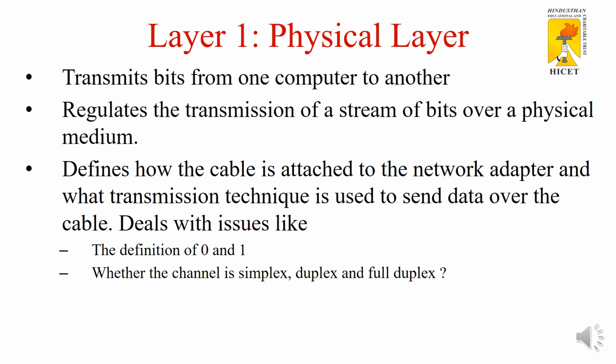Layer 1 is the physical layer. It transmits the bits from one computer to another computer. It regulates the transmission of the stream of bits over a physical medium. It defines how the cable is attached to the network adapter and what type of transmission technique is used to send the data over the cable. It deals with issues like whether the channel is simplex, duplex, or full duplex. Simplex is one-way communication, duplex is two-way communication, and full duplex is two-way communication in a parallel and simultaneous manner.